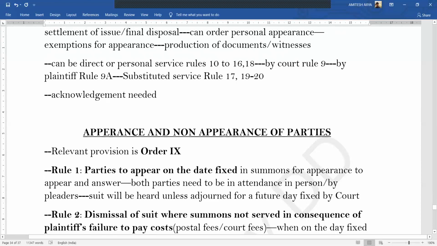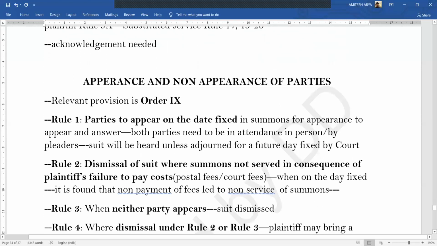The relevant provision for this particular topic is Order 9. Let us try to look at it logically. I had instituted the suit, the plaint was accepted, and summons was issued. Since the summons was issued, the parties have to appear because the date and time was fixed. So under Order 9, Rule 1, parties have to appear on the date fixed in the summons, where they have to appear and answer. Both parties need to be in appearance, either in person or by their pleaders.